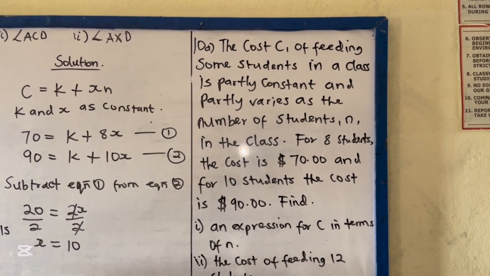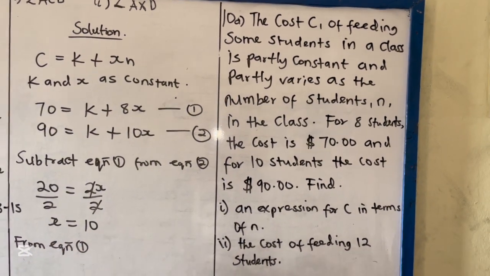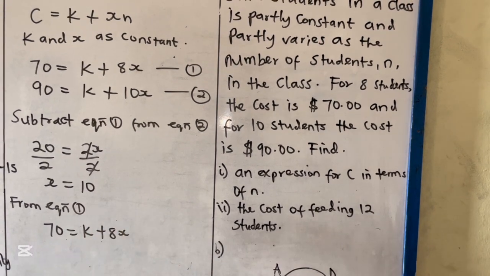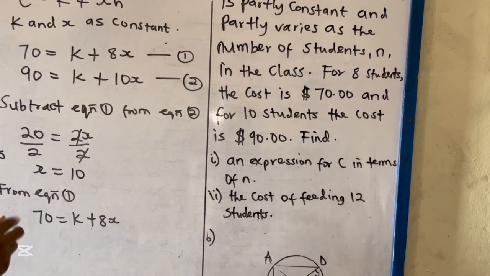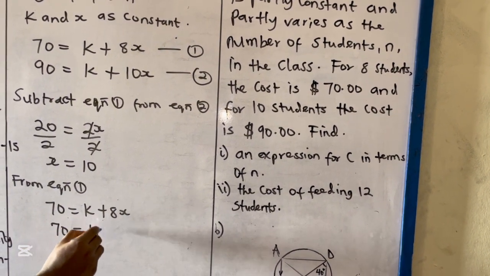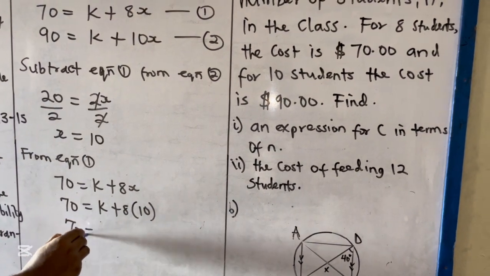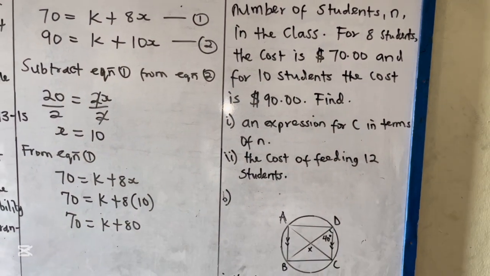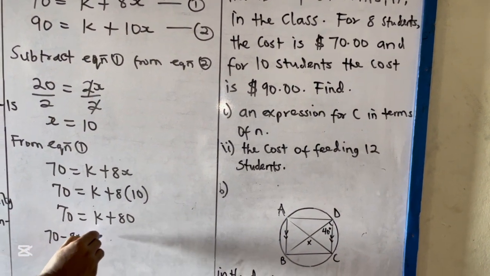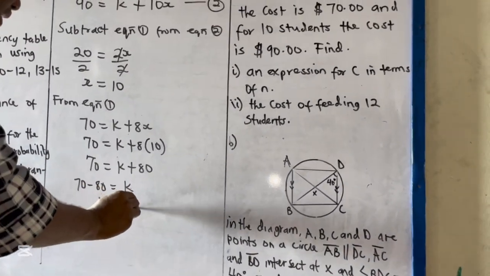So now from equation 1, we have 70 is equal to K plus 8x. So now we're going to substitute the value of x into equation 1. So we have 70 is equal to K plus 8, x is 10. So in this case, we have 70 is equal to K plus 80. So we have 70 minus 80 is equal to K. So K is equal to 70 minus 80 gives us minus 10.